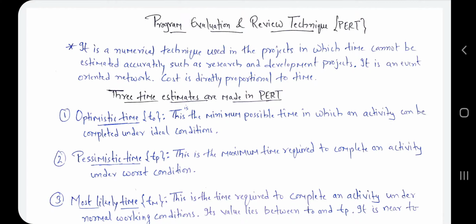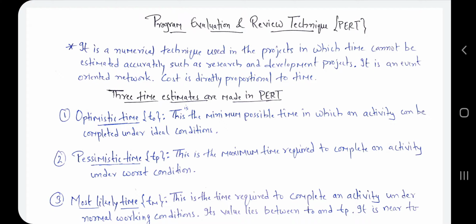So you remember that part, it is event oriented, because when we study CPM, at that time you have to differentiate PERT and CPM. So remember that PERT is event oriented and CPM is activity oriented, and in PERT cost is directly proportional to time.